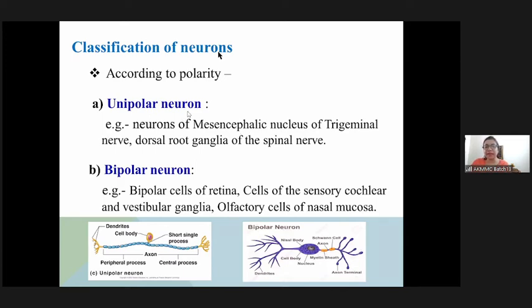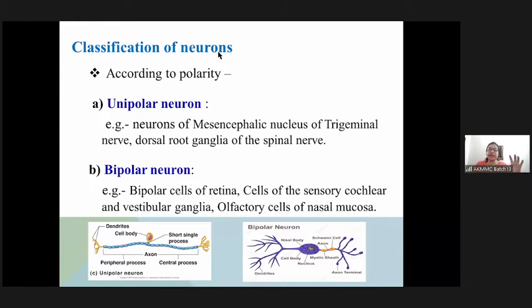Unipolar, where can we find this type of neuron inside the brain? We will find this type of neuron in the mesencephalic nucleus of the trigeminal nerve. This you have to memorize like your own name. If you can give this one example of unipolar neuron, it is 100 out of 100. Neurons of the mesencephalic nucleus of the trigeminal nerve. What is the other side of this unipolar neuron? Dorsal root ganglia of the spinal nerve.